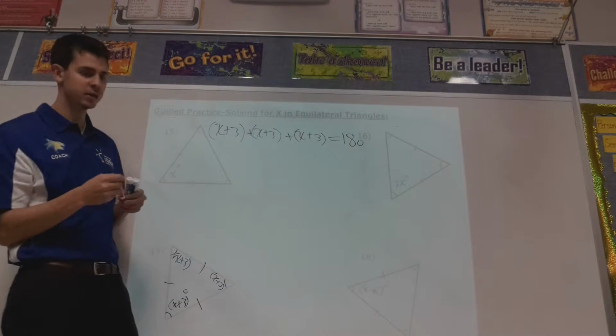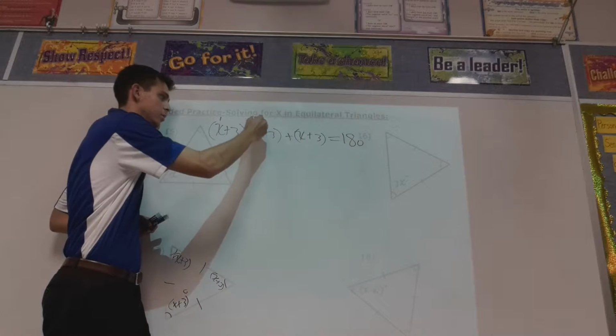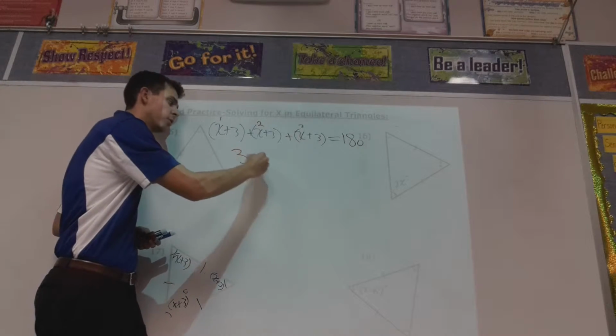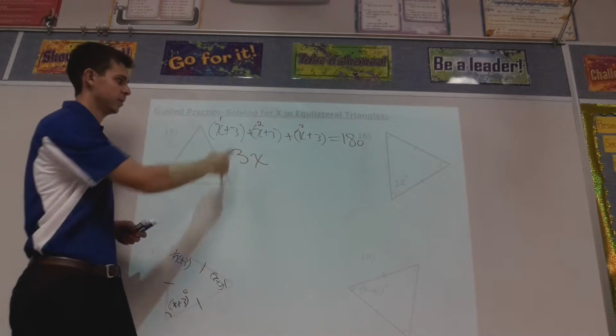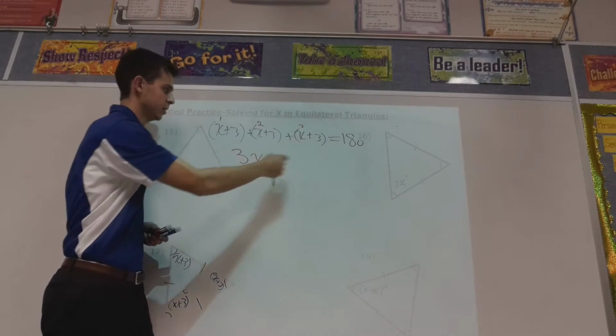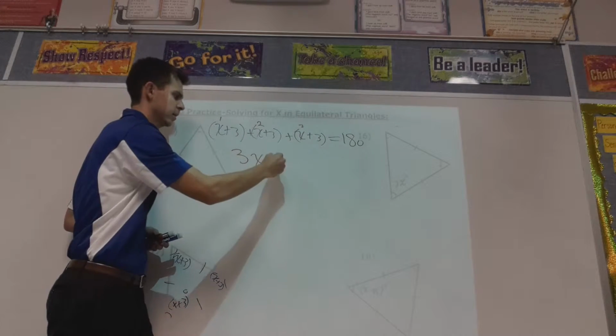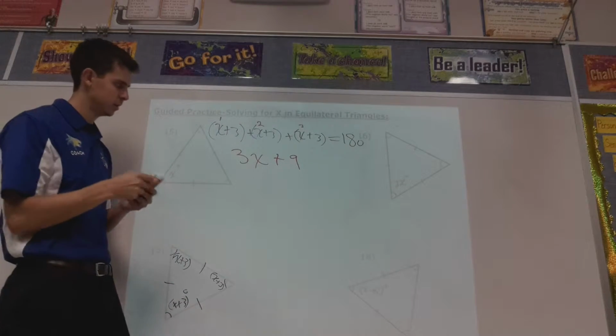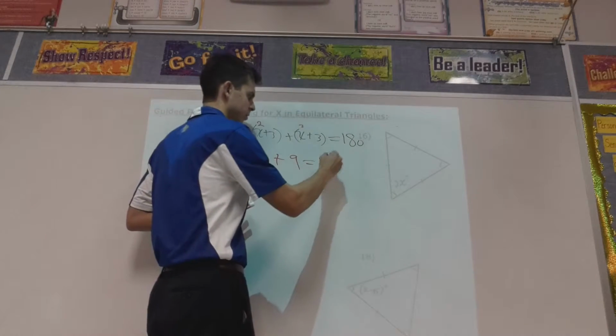So let's count how many x's I have. I have 1, 2, and 3. So I have a total of 3 x's. And then there's 1, 2, 3. There's 3 3's. So 3, 6, and 9. I just add those numbers up. I have 3x plus 9. That's going to equal 180 degrees.